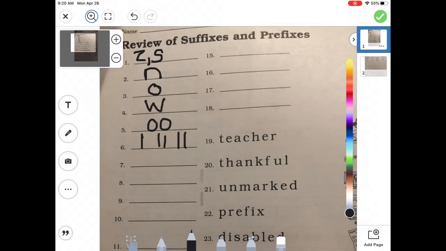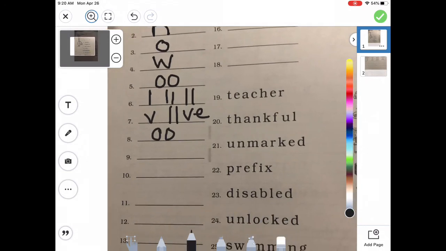How about the v sound? V, or it can be ending VE. How about the sound? O, good job. Okay, what about the f sound? F, or it can be ending FF. Good job. And then the full sound, full.